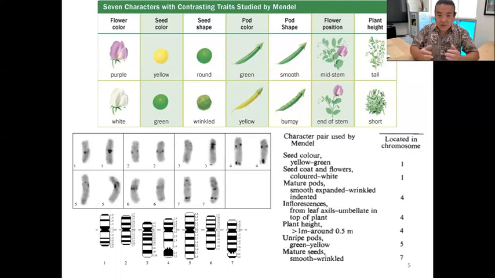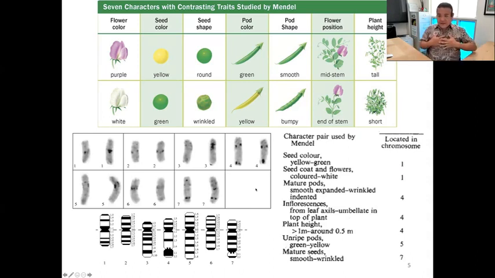Now, these days, we actually have been able to map all of Gregor Mendel's pea plant traits to particular locations on the chromosomes of the pea plant. This is kind of amazing. I think this would have totally blown Gregor Mendel's mind back in the 1800s. But you can see here, all of these now have been mapped to particular chromosomes and particular locations on the chromosomes of the pea plant.